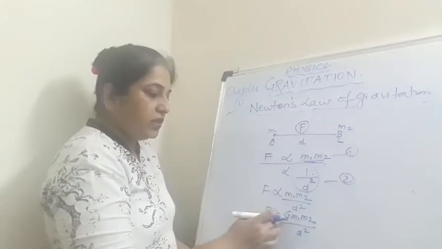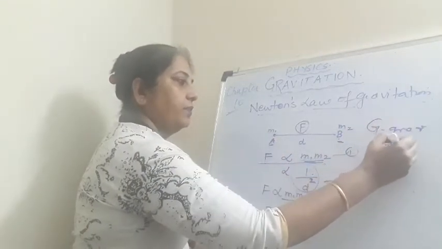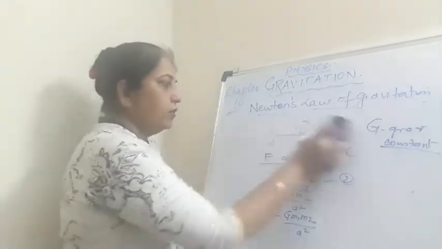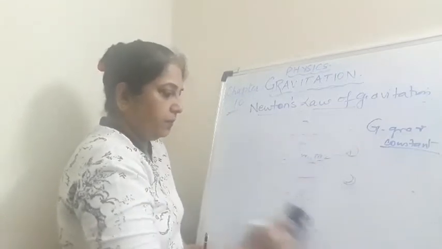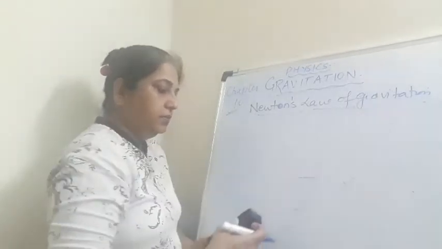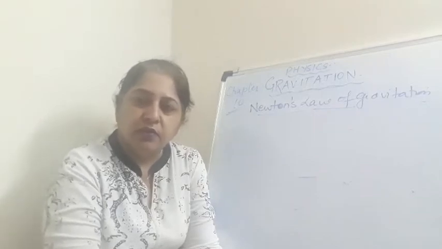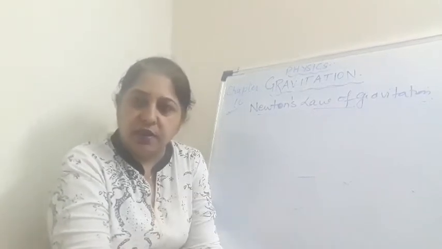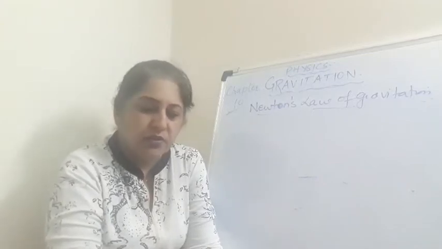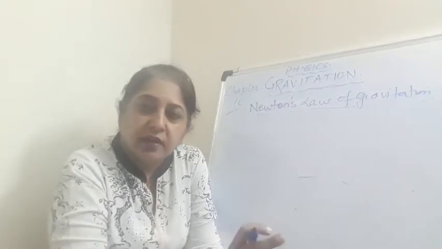Now what is G? Capital G is the gravitational constant, so it has a specific value. Let me tell you the statement once again: according to Newton's law of gravitation, every object in the universe attracts every other object by a force. There will be an attractive force. Always remember that the force which is acting between two objects is always attractive in nature.